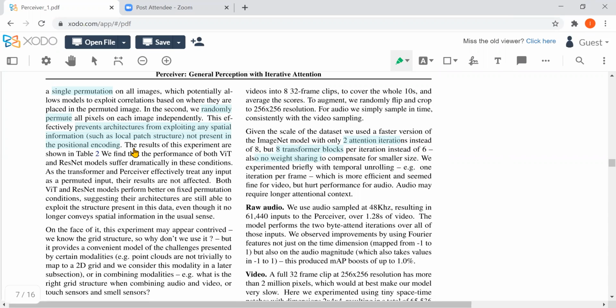This also raised the question, if it is so good at detecting randomly permuted things, maybe it's more vulnerable to adversarial attacks. You can just put a permuted dog and you will confuse your model. Precisely.